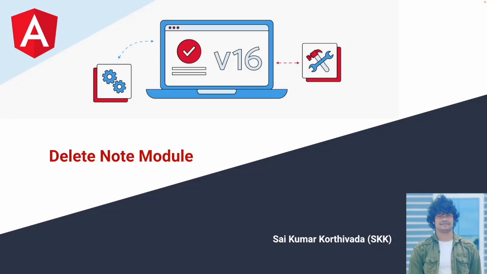In this video, we will learn about deleting a particular note, and we already discussed the note list in our previous video. Here in this video, I'll concentrate on how to delete a note by showing a confirmation and taking the user confirmation, and then how to update the same thing in the API, that is the backend. So let me quickly jump into Visual Studio Code.